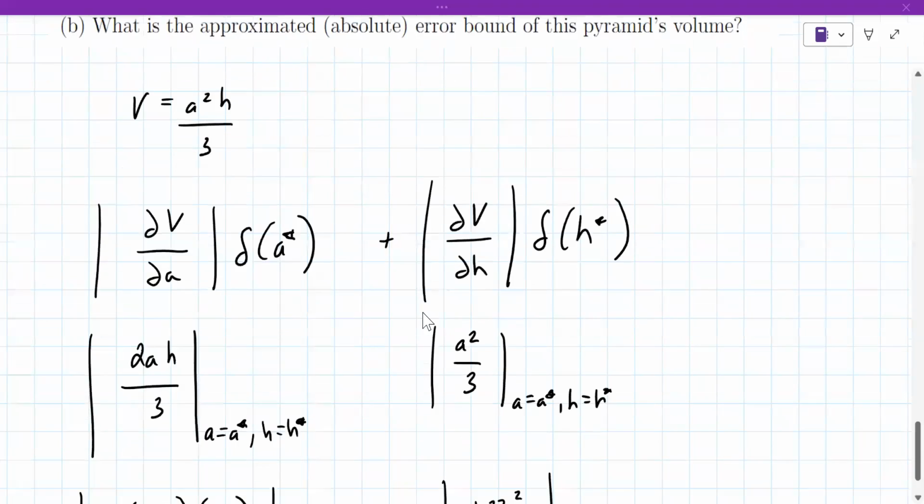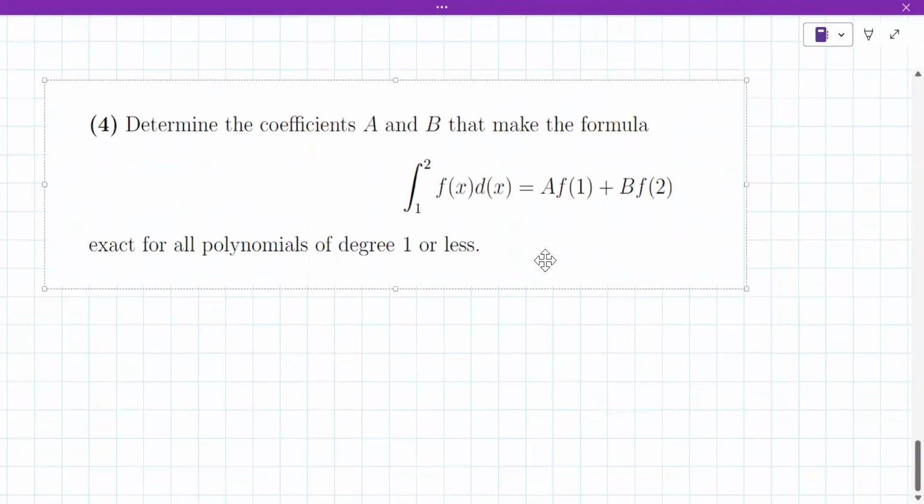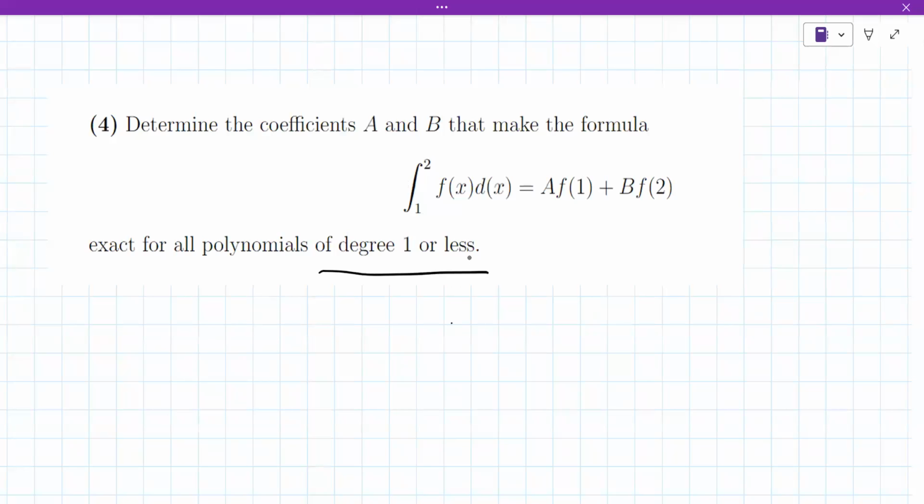Number 4.3, okay. All right. So we want to do this. Determine the coefficients A and B that make the formula integral from 1 to 2 of f of x dx equals A f of 1 plus B f of 2, exact for all polynomials of degree 1 or less. So that's key right there, degree 1 or less. That's AX plus B, like that.